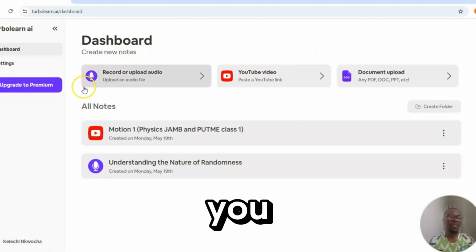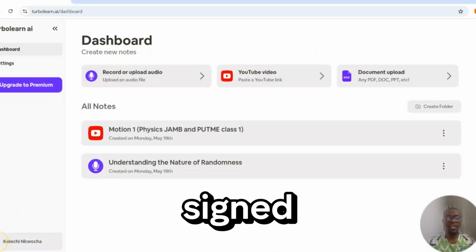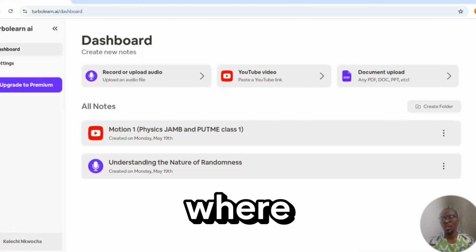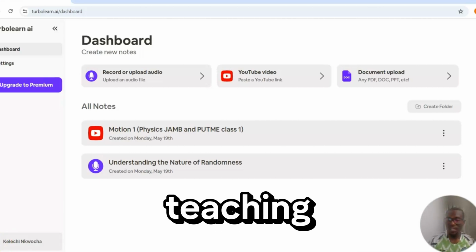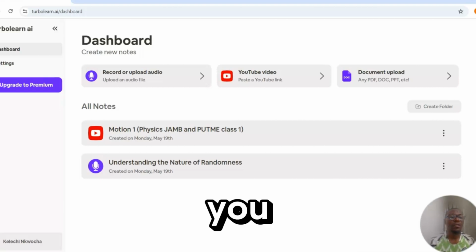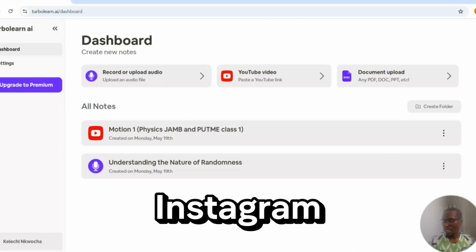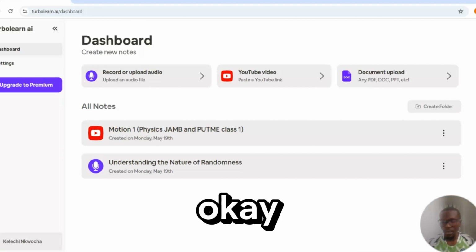Okay, remember you can register. I've already signed up. But if you've not signed up yet, you have the interface where you have to sign up. I don't have to start teaching you how to sign up. You can do so yourself. So just sign up. If you've ever signed up on Facebook, on Twitter, Instagram, TikTok, any of them, okay, you should be able to sign up on this.